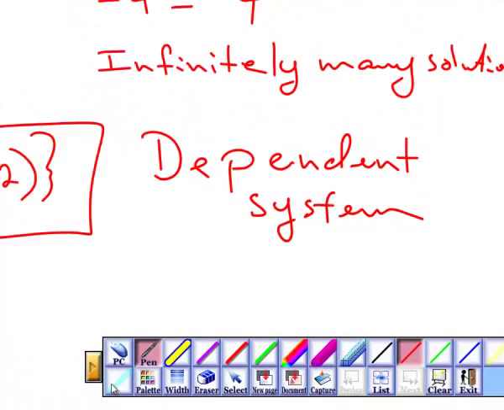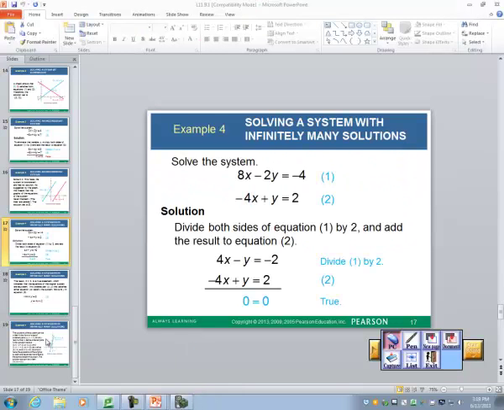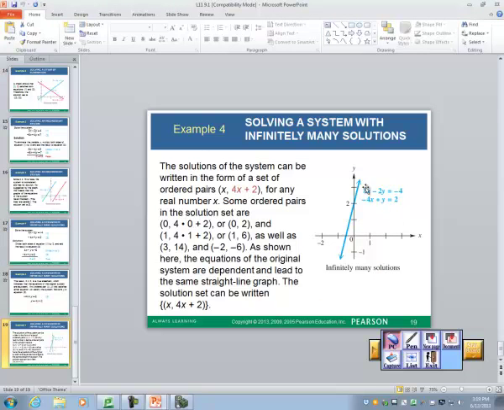All right. So graphically, that would look like what? Two lines on top of each other. That's right. Two lines on top of each other. So really, it just looks like one line, right? All right, good. Questions with that?